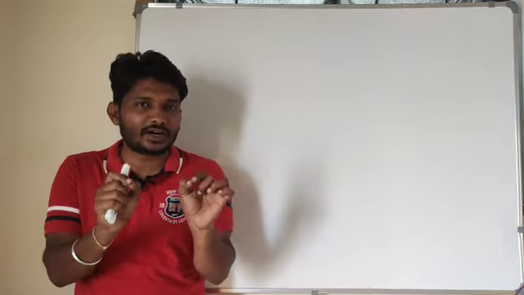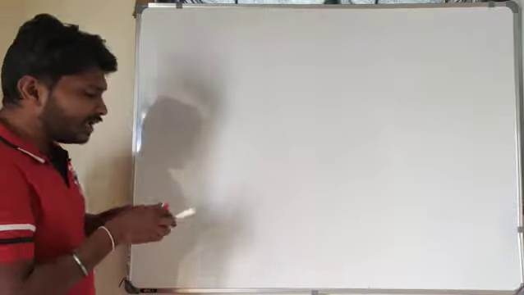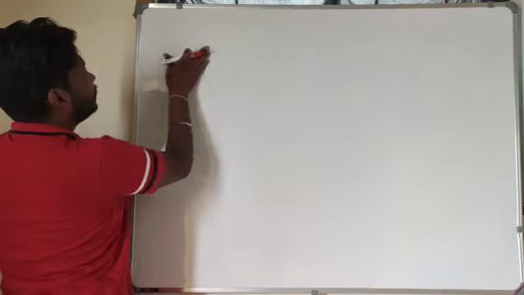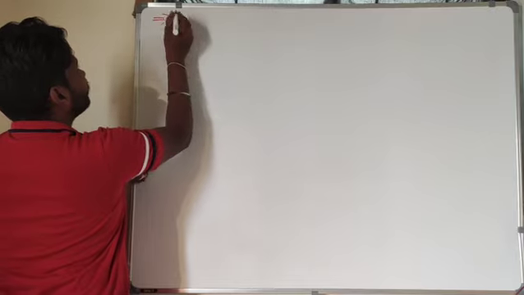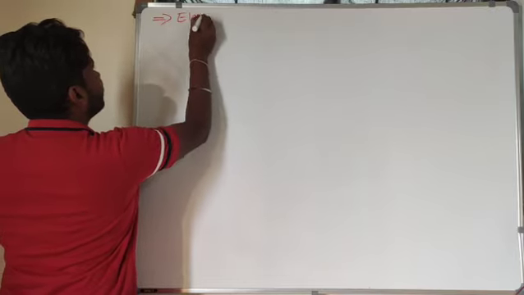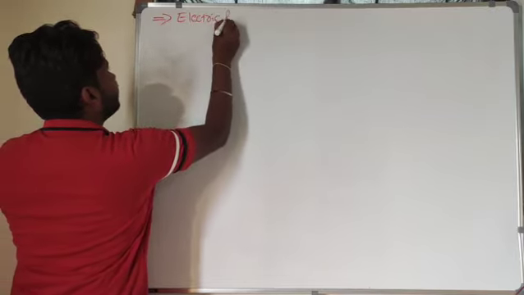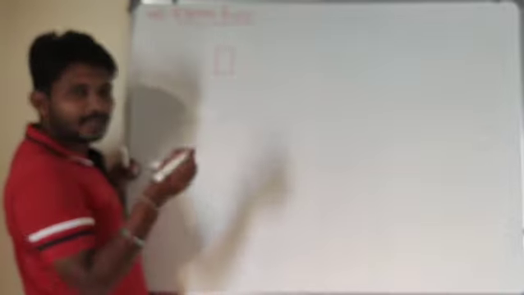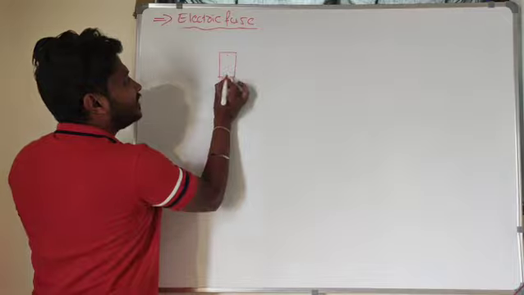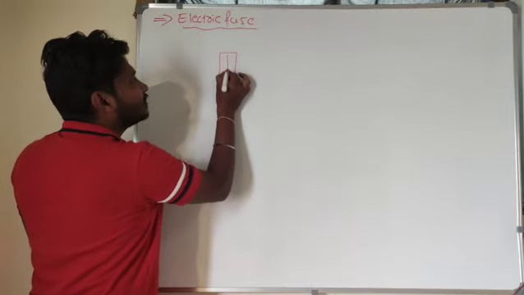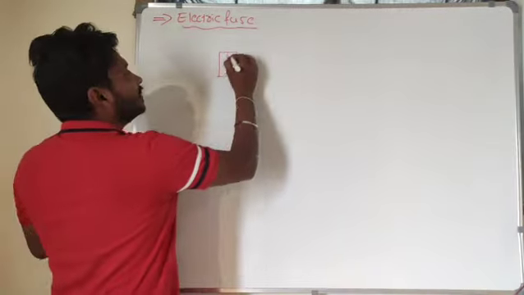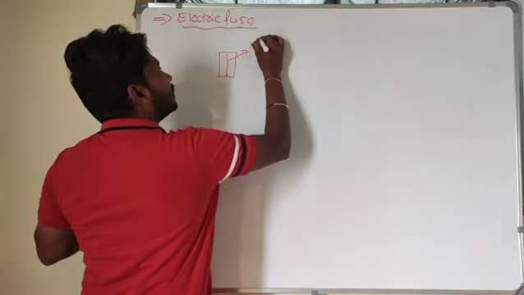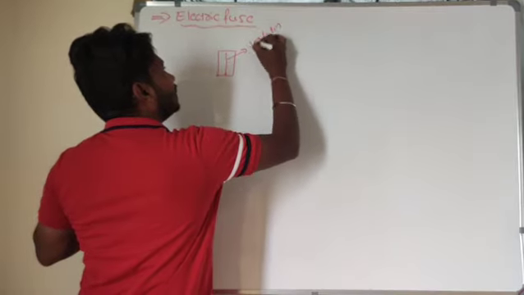First of all, I need to understand that. In a home we are going to use the electric fuse here. Let me write here: electric fuse. So nearby the meters, these kinds of ceramic materials are present. Inside, they are filled with one thin wire. This wire is made up of lead and tin.